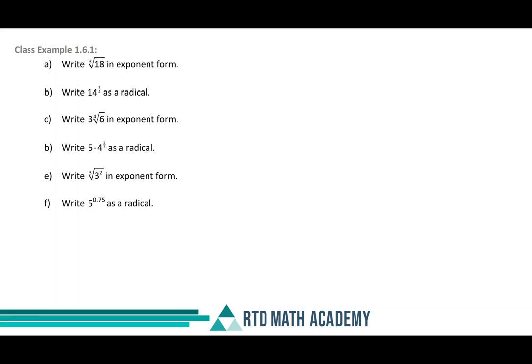Class example 1.6.1. This example is still going to deal with radicals and exponents, but in a little bit different way than our last class examples did. In our last class examples, we were converting between mixed radicals and entire radicals, but the radical sign still stayed there. It was just whether we had a coefficient out in front and a simplified radicand, or a more expanded out radicand. This time, we're actually going to either remove the radical sign altogether, or introduce it, depending on the question.